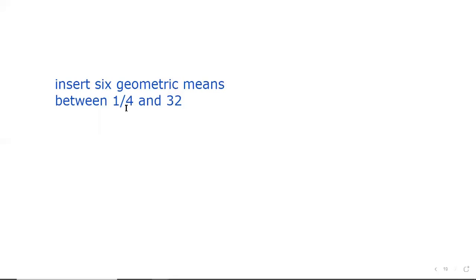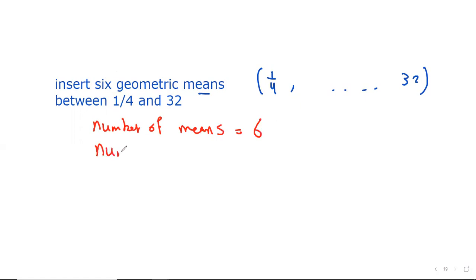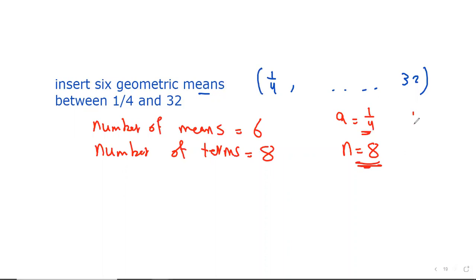Insert 6 geometric means between 1 over 4 and 32. So here the first term is 1 over 4 and the last term is 32. I want to insert 6 geometric means. So the number of means is 6, so the number of terms equals 8. So n equals 8, a equals 1 over 4, and L equals 32.